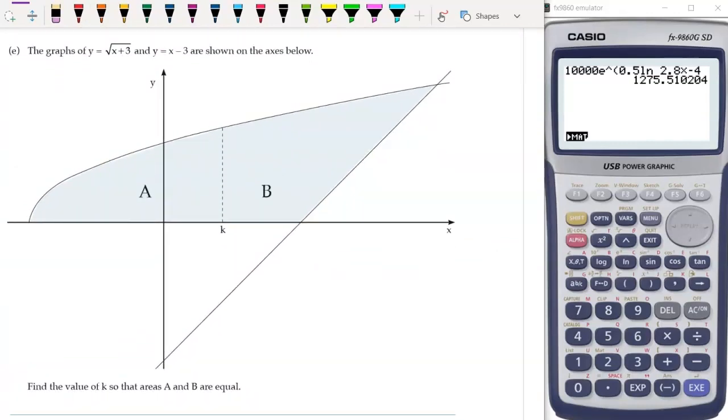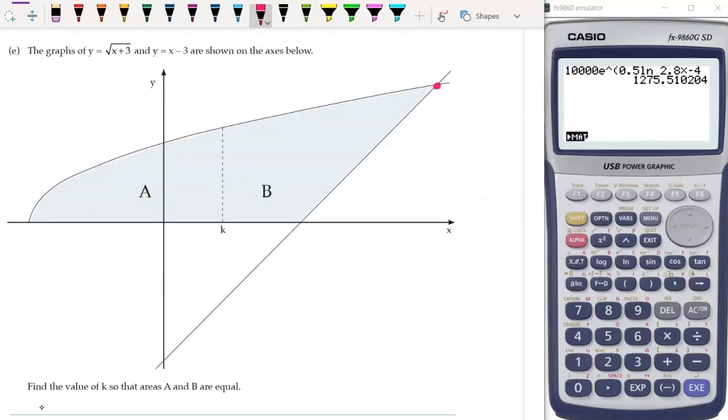Okay, let's take a look at this one for part E. So before we start thinking about k, we need to be able to find the area of all of this bit, so we can split it into two equal pieces. For that, we'll need to find this intersection point.